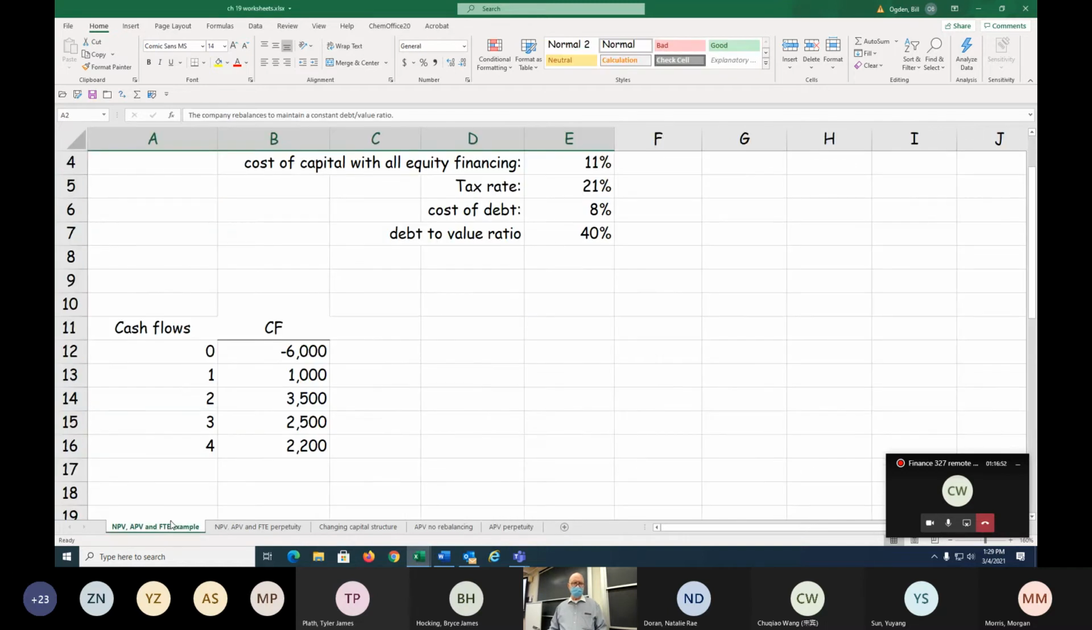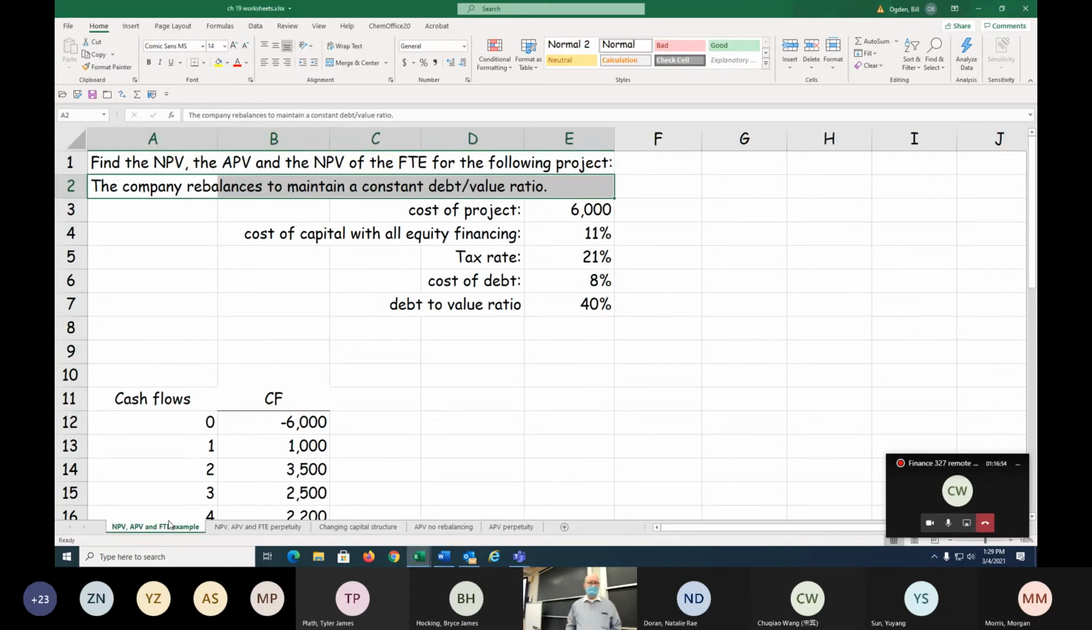Okay, it starts out. Find the NPV, APV, NPV of the flow to equity for the following project. So what do you have? 6,000, and you have 4 cash flows. What's the difference between that and what we did already? We only had 3 cash flows, right?